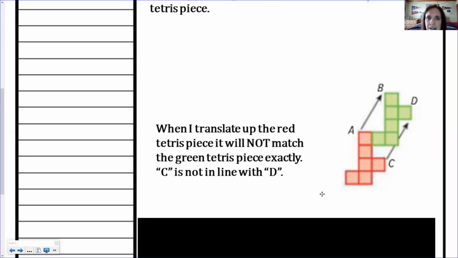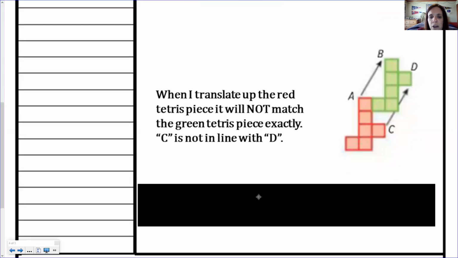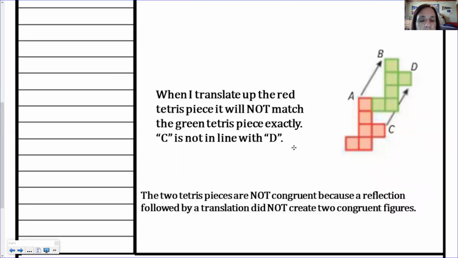We could reflect it, but we could see in that reflection that it wasn't then going to match up with the new green Tetris piece because of where that part comes out. So this time, they're not congruent because a reflection followed by a translation did not create two congruent figures. So the goal of this is you're going to look at two shapes and decide, did some transformations occur to move this shape into the position of the second shape? Are they still congruent? They have to still be congruent. That's the key there, okay?